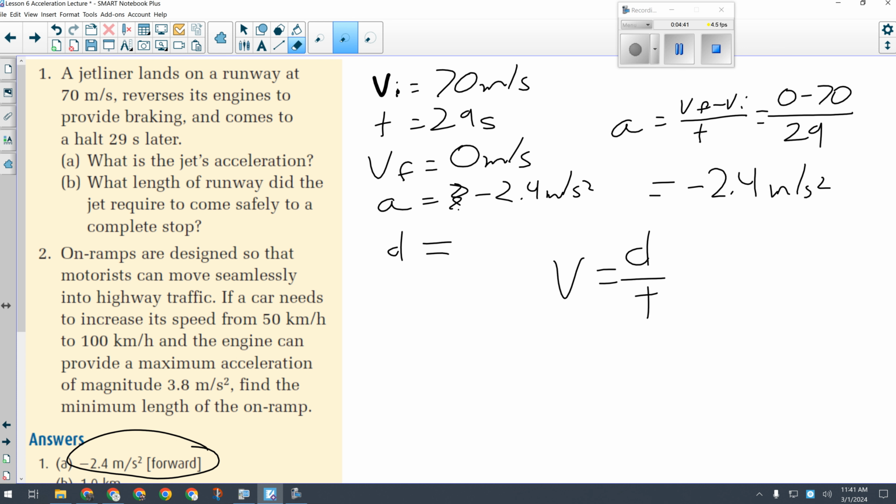I get people who try to use that formula in an acceleration question. What does that formula apply to? It assumes v is constant. That formula only works when v is constant. You cannot use it for an accelerating object. So I could use this one.